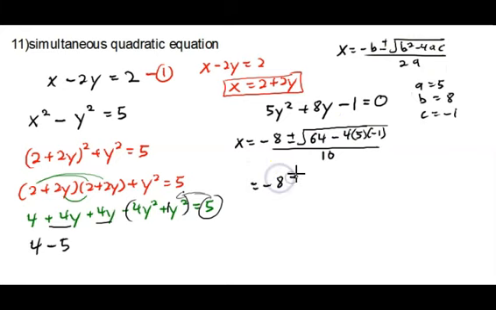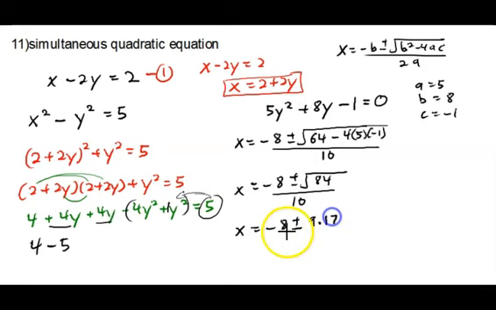Now we simplify inside the bracket. So here we have plus 20, so we got 84 over 10. So for your x value, the square root of 84, you'll be getting about 9.17 over 10. So now we have two solutions.